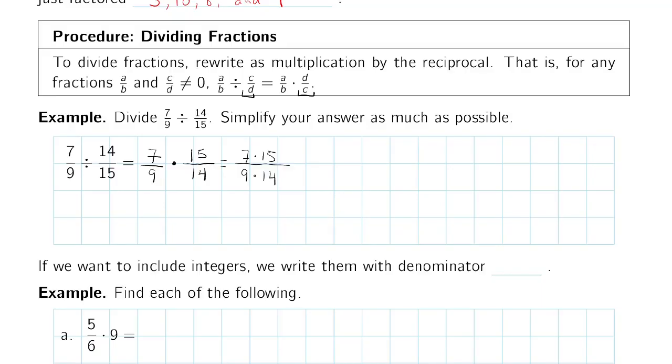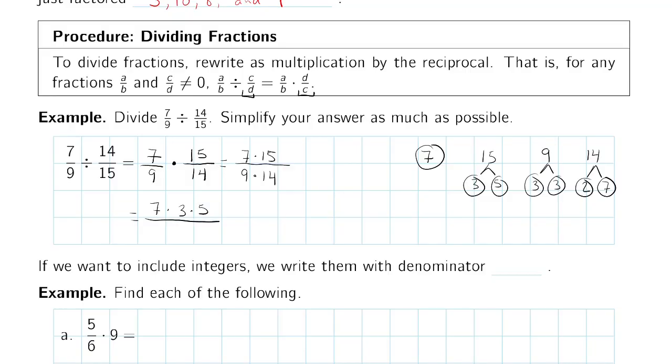But we're not going to find out what 7 times 15 or 9 times 14 actually are, because we know the next thing we want is to factor our numerator and denominator into primes. So we're going to factor 7, that's already prime. 15, that's 3 times 5. 9, that's 3 times 3. And then 14, that's 2 times 7. So our numerator was 7 times 15. That'll be a 7 times a 3 times 5. Our denominator was 9 times 14. So that'll be a 3 times 3 times 7 times 2.